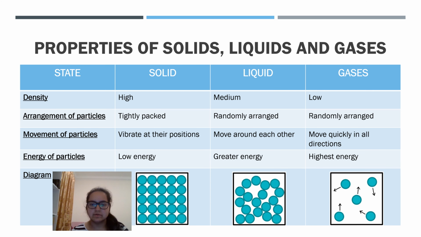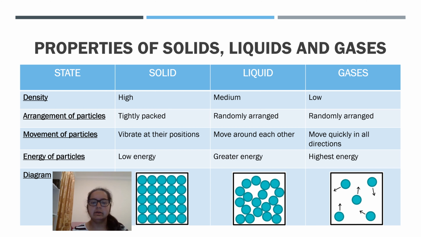Now, first is properties of solids, liquids, and gases. A solid has a high density, liquid has medium density, and gases have low density. Solids have particles which are tightly packed in a lattice structure, and liquids are randomly arranged, and gases are also randomly arranged. Movement of particles in solids: they vibrate at their own positions, they do not move around. Most liquids move around each other and gases move quickly in all directions. Solid particles have the least energy, liquids have greater energy than solids, and the gases have the highest energy.